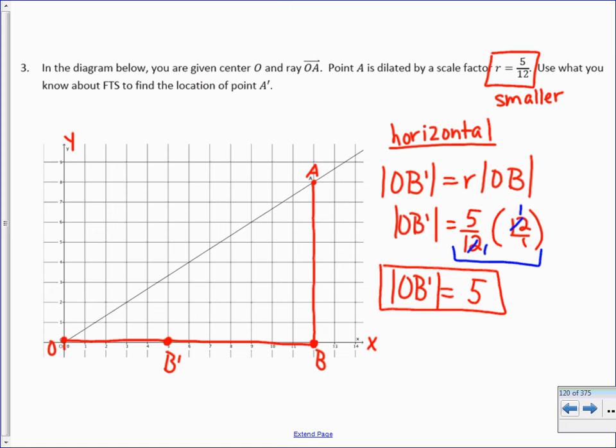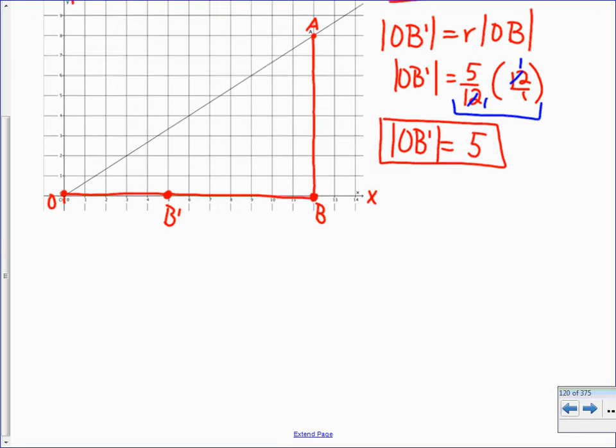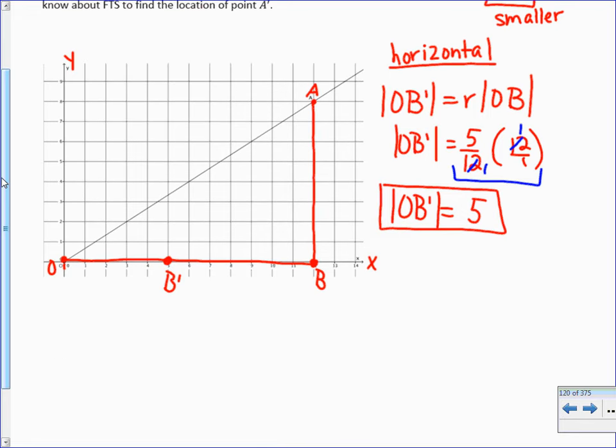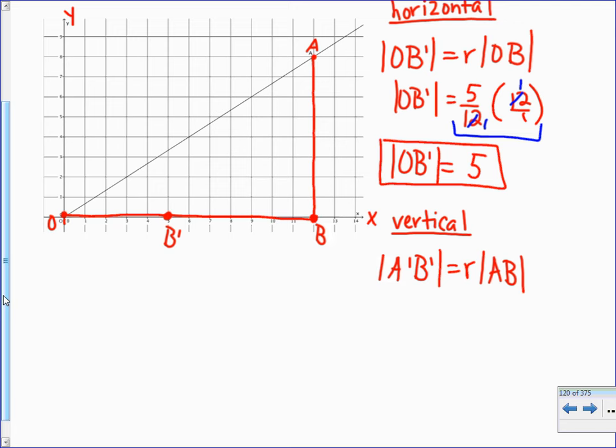Let us now take a look at what I do for vertical. So I'm going to now write out the word vertical, and I'm going to think, what line segments do I use? So for vertical, I'm going to be looking at AB, and I'm going to be finding the length of A prime, B prime. And that is equal to the scale factor times the length of line segment AB. So let us fill in the information that I know. I know my scale factor is 5/12.